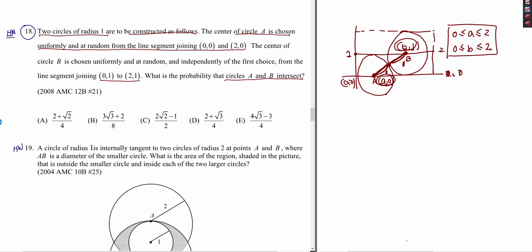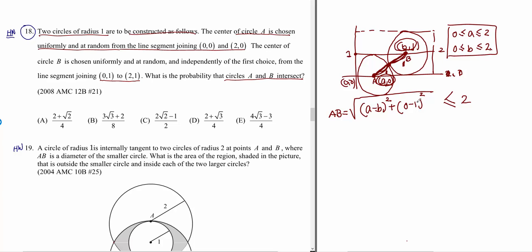The distance between A and B: using the distance formula between two points, it is the square root of (a minus b) squared plus (0 minus 1) squared. It doesn't matter whether it's a minus b or b minus a. This is the distance AB. To have an intersection, the distance should be less than or equal to 1 plus 1, which is 2. We have to solve this.